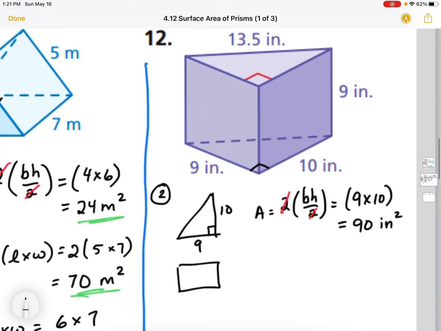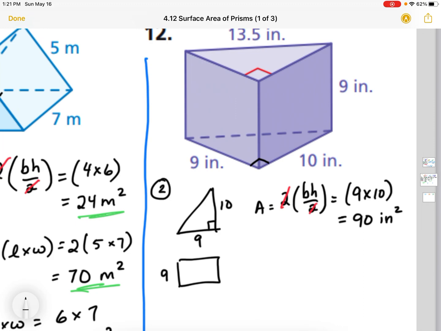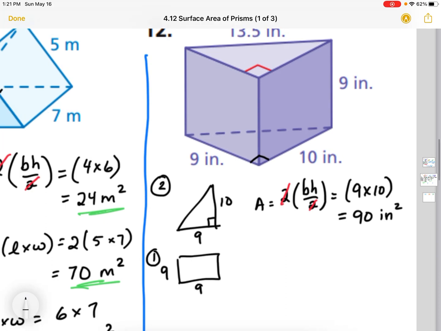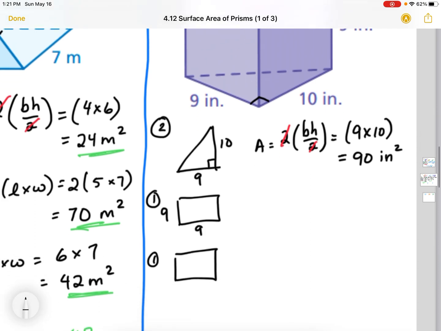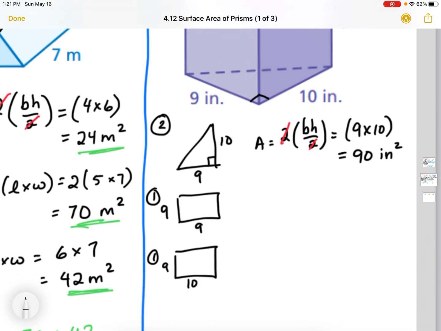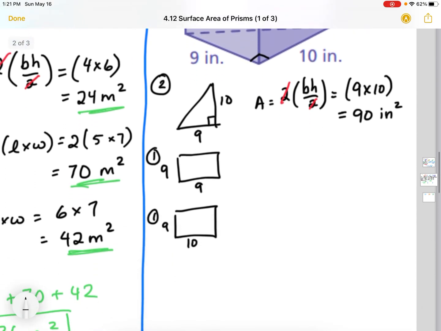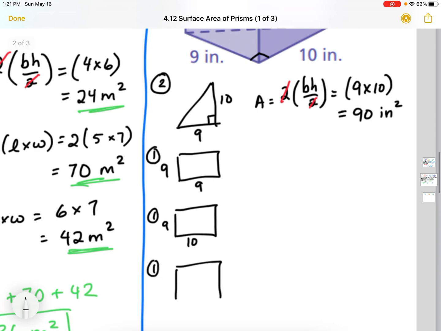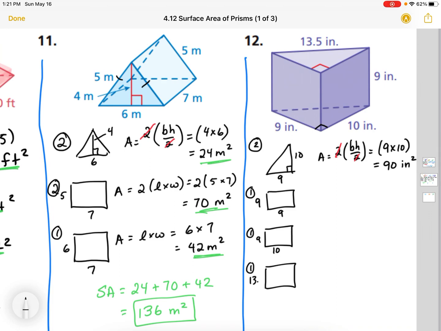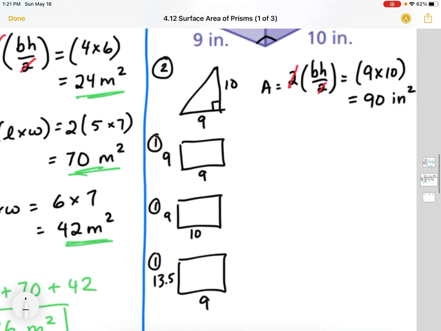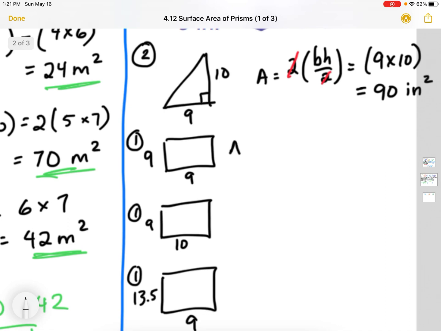Okay, now one on the side here is 9 by 9, so it's actually a square. All right, then we have one that is 9 by 10. And then I have one that is, if I make it a little smaller, you can see 13.5 by 9. That's the one on the back. So those are my 3 rectangles. So now I'm going to figure out their area.